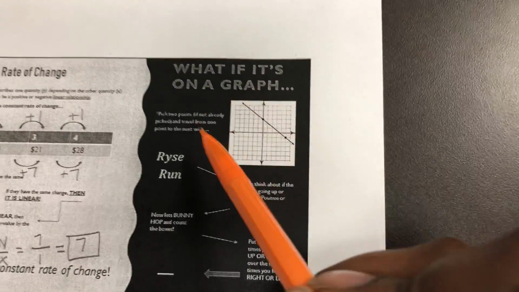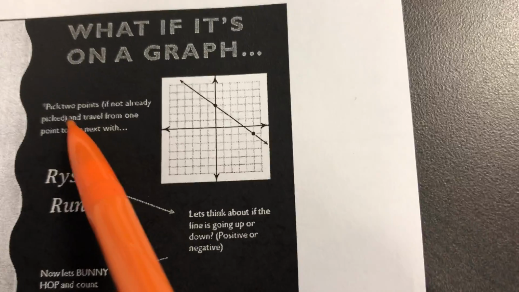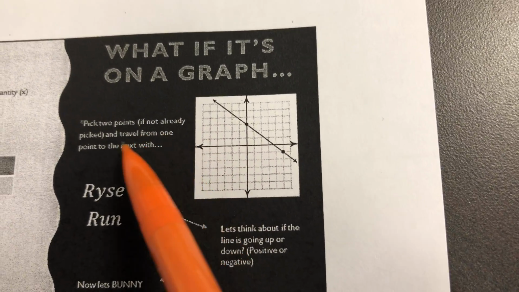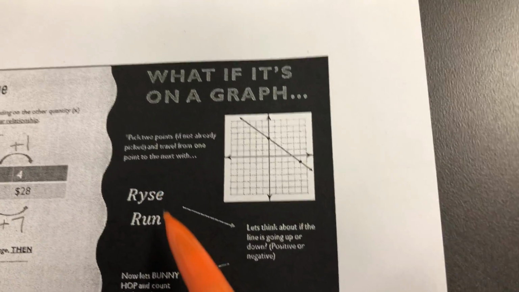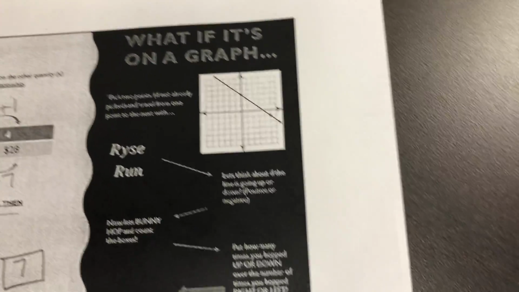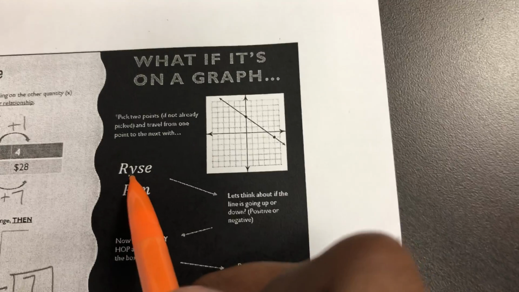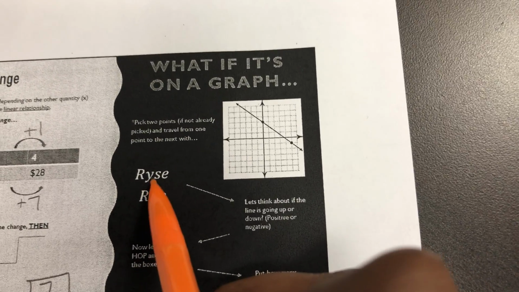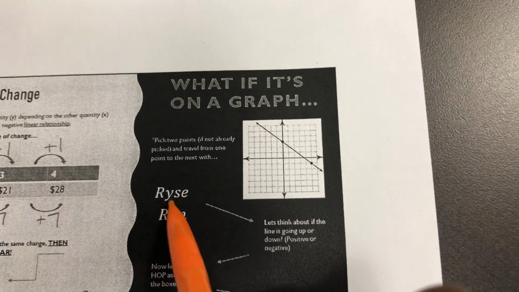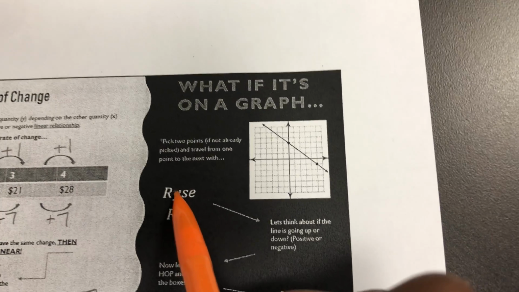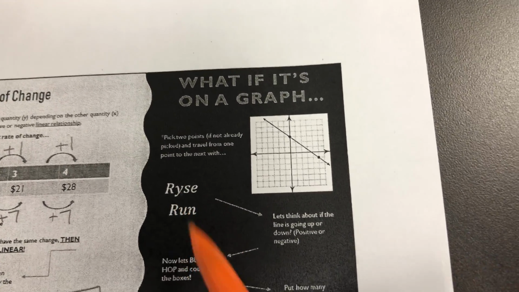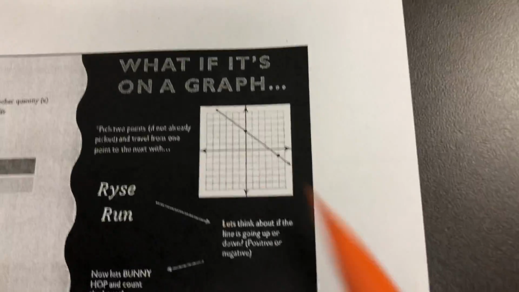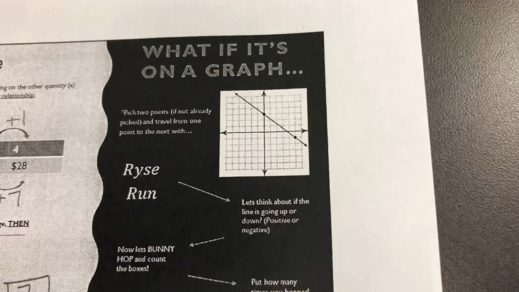All right. So we have to pick 2 points, if not already picked, and travel from one point to the next with what's called rise over run. Now I know the word rise is written kind of incorrectly here, but the reason why is because they want you to be able to remember that your y's always have to go on top and your x's always have to go on bottom. So that's kind of like a helpful type of hint for you.